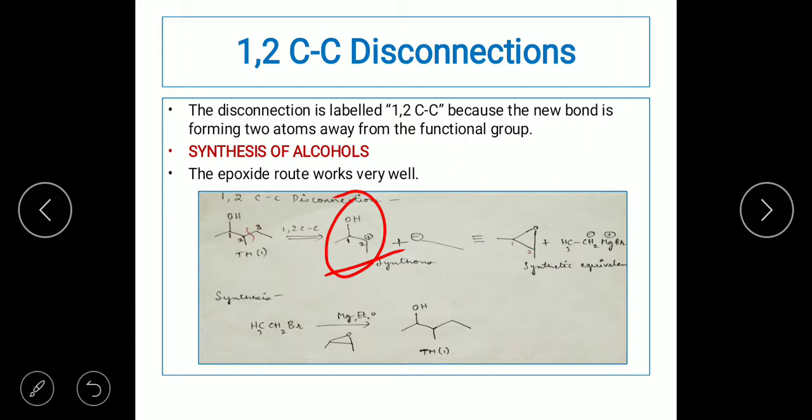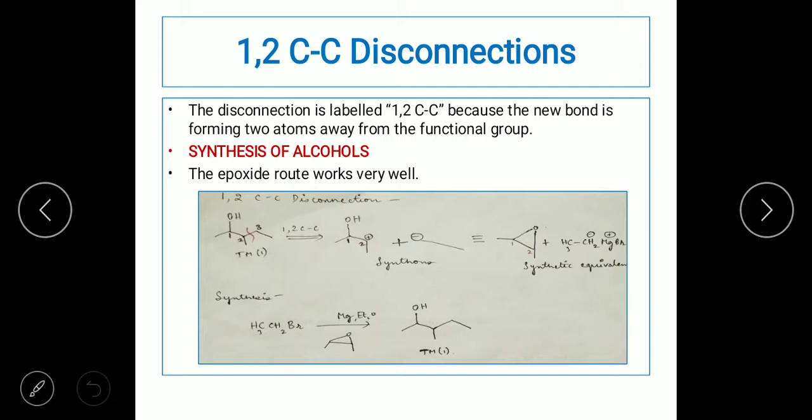The other synthon is going to be an anion, and the synthetic equivalent for the anion would be a Grignard reagent. That is, we have CH3CH2MgBr as one synthetic equivalent, and the other synthetic equivalent is going to be an epoxide. So these two are going to be the starting materials to prepare this target molecule 1.